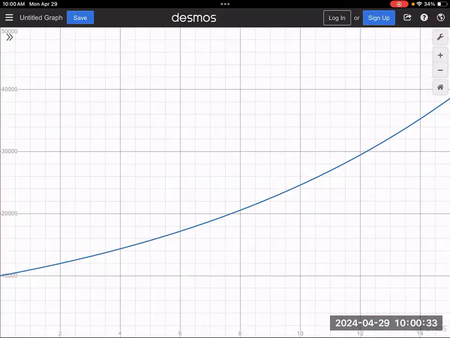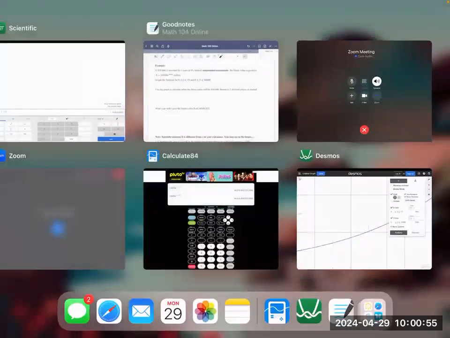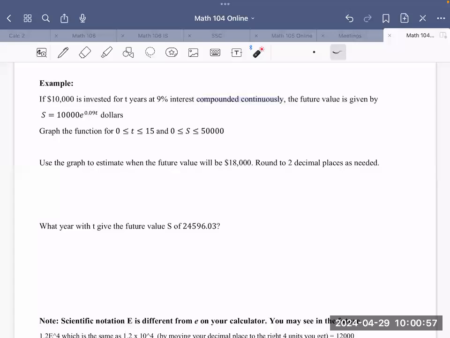Now they did not tell us the scale, but keep in mind your scale on Desmos is just your step. Your step for 0 to 15 can just be 1 if you want to put it on there. The other one from 0 to $50,000, you can be a little bit more generous. So perhaps $100, $200. Okay, so we've graphed it. That looks great.